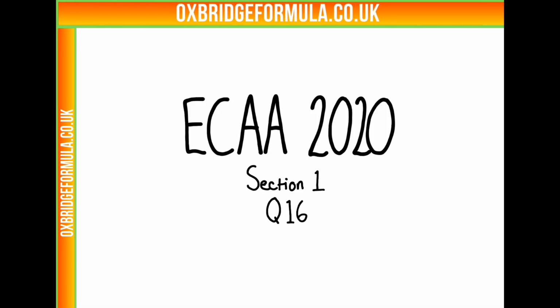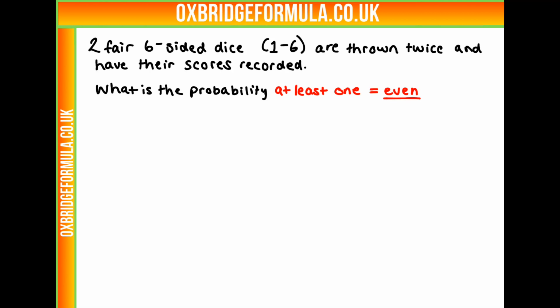In this video, we're looking at ECAA 2020, Section 1, Question 16. So we have two fair six-sided dice with numbers 1 to 6 on them, and they're thrown twice and have their scores recorded. And we're asked to find out what is the probability of at least one of the dice showing an even score. So we're looking at probabilities.